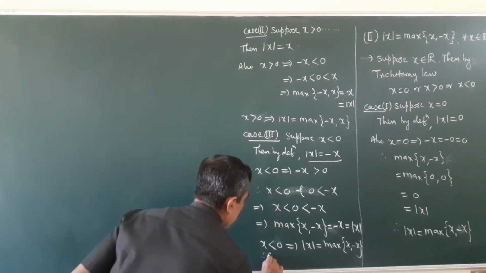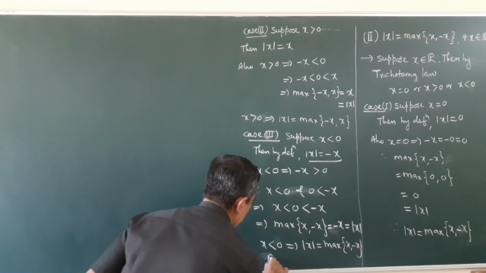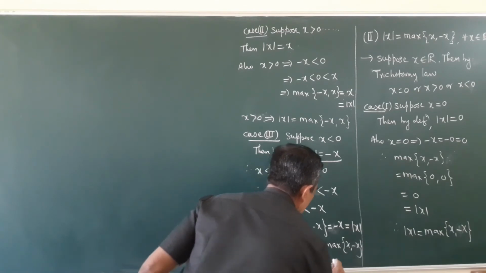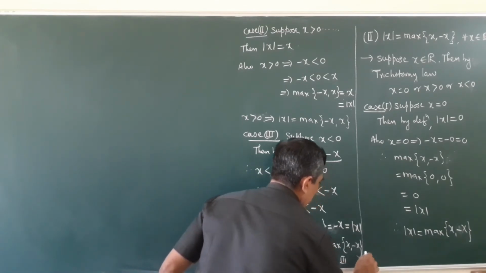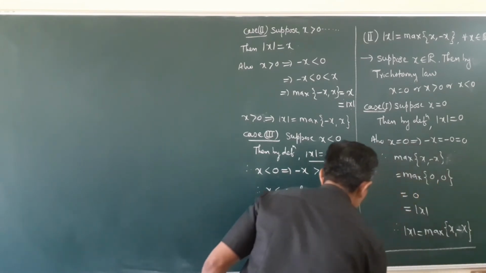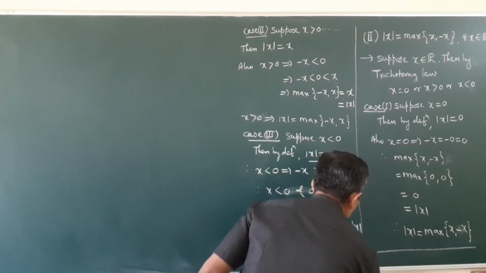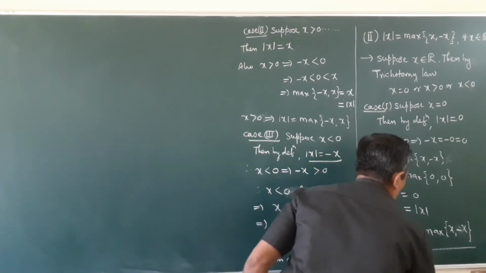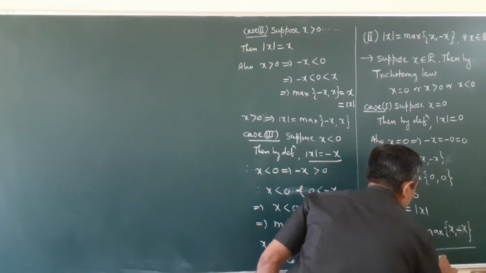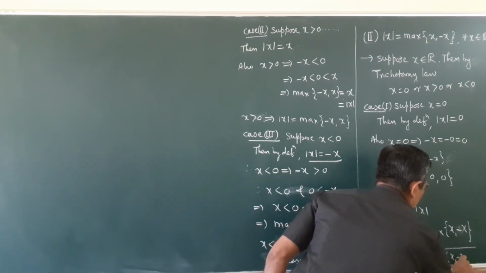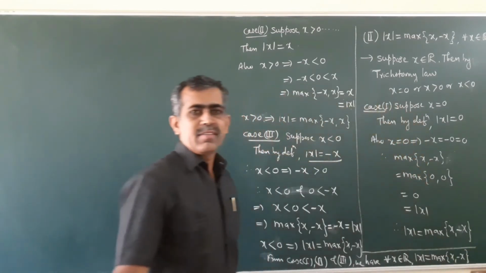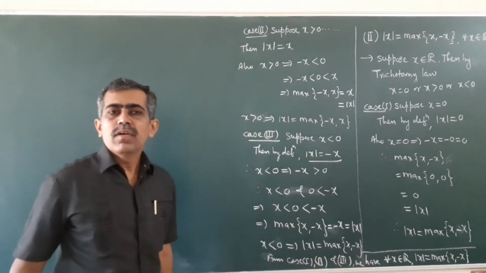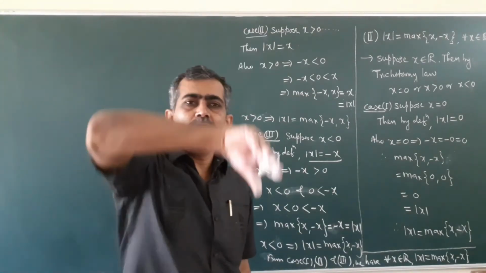Therefore, from case 1, 2 and 3, we have, for all x in R, mod x is always the maximum between the two numbers x and minus x. So this is how you can prove that modulus of a real number is the maximum of x or negative of x.